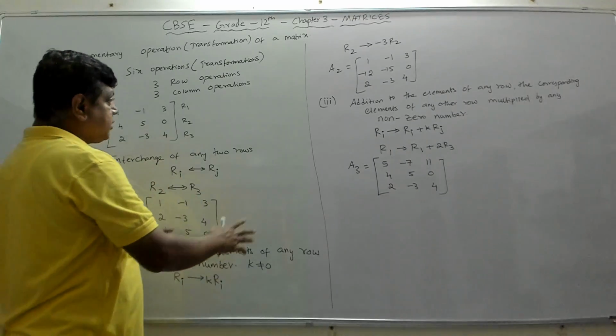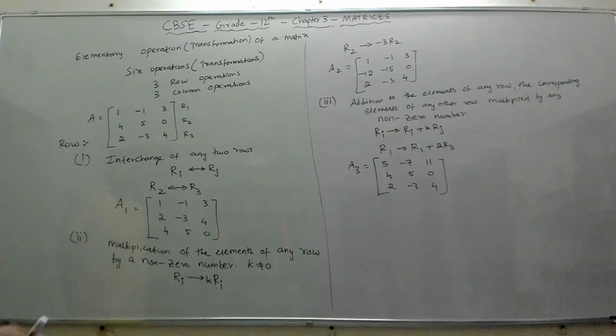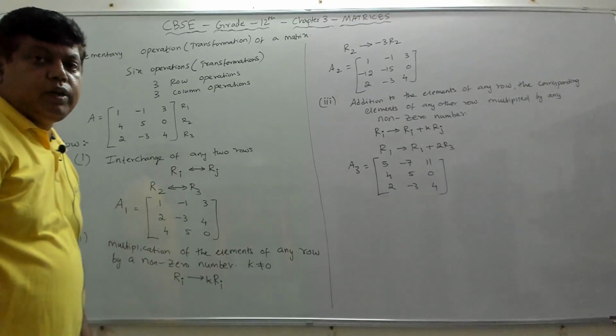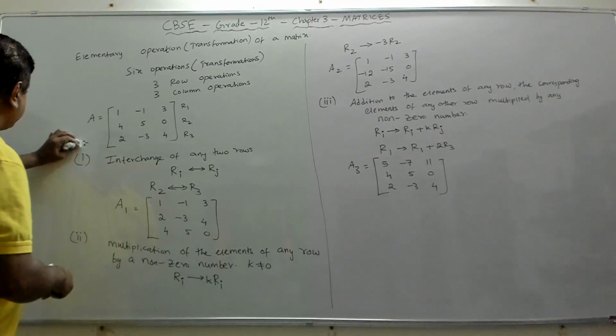Clear? So this is about the 3 elementary row operations or transformations of a matrix. Right? So all of you can pause the video and take the notes. Then similarly, I will explain the 3 operations that we have for column. I will change it a little bit. Now we are going to change this to column.